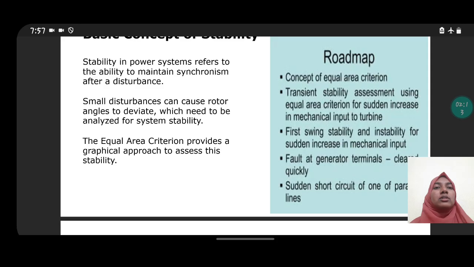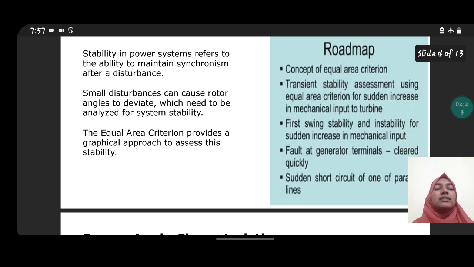Small disturbances can cause rotor angles to deviate, which need to be analyzed for system stability. The equal area criterion provides a graphical approach to assess this stability. So the stability can be approached by the equal area criterion. Here is a small road map of how we can achieve this.